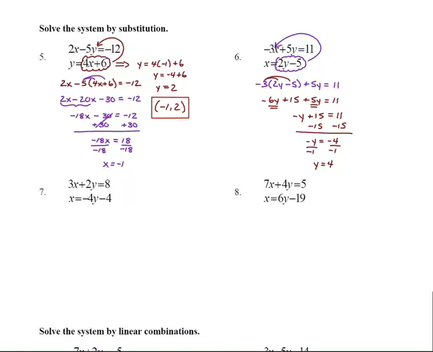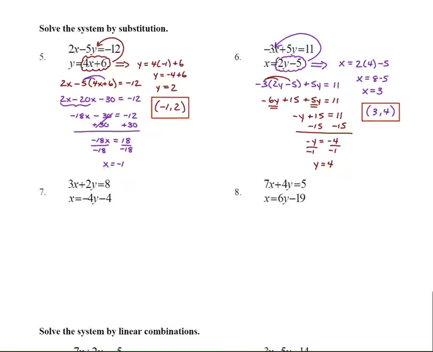And again, that's only half of my ordered pair. I need to somehow find my x value. The easiest place to go would be where x was by itself, and just replace the y with what I found y to be. So x is going to be 2 times 4, which is my y value, minus 5. So x is going to be 8 minus 5, which is 3. So my answer should be 3, 4.